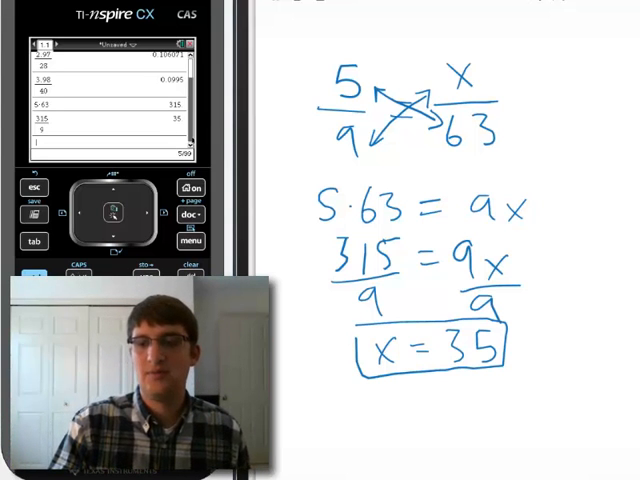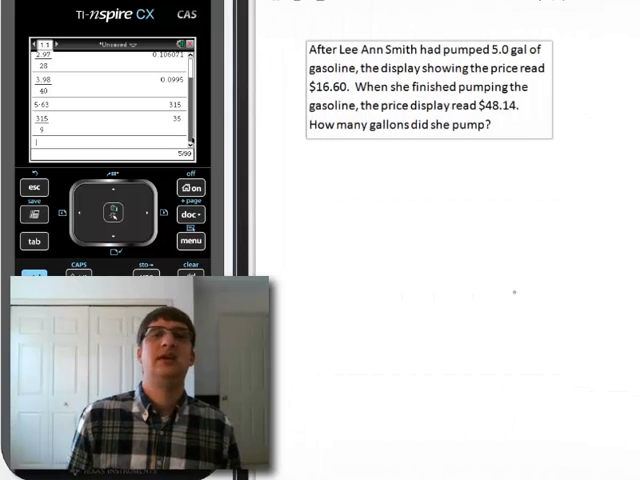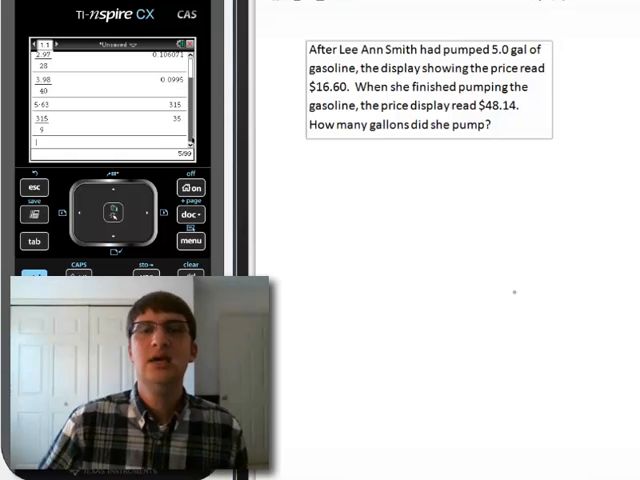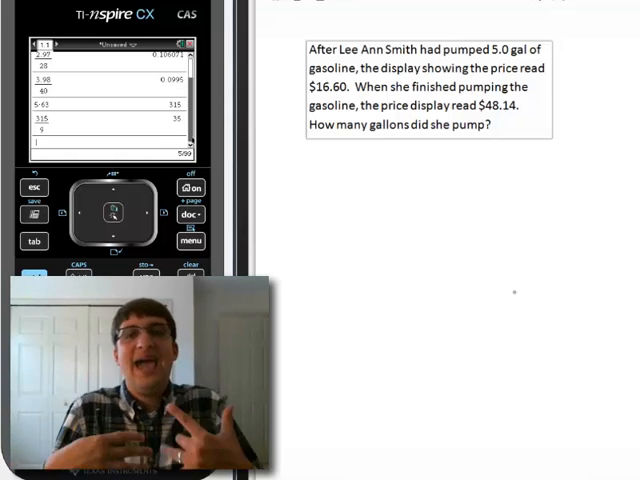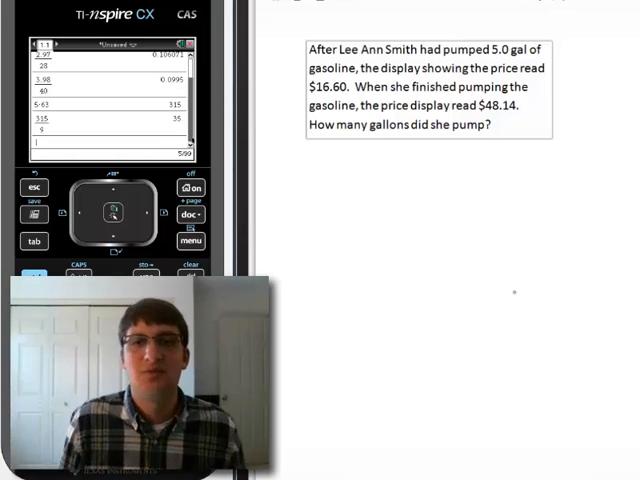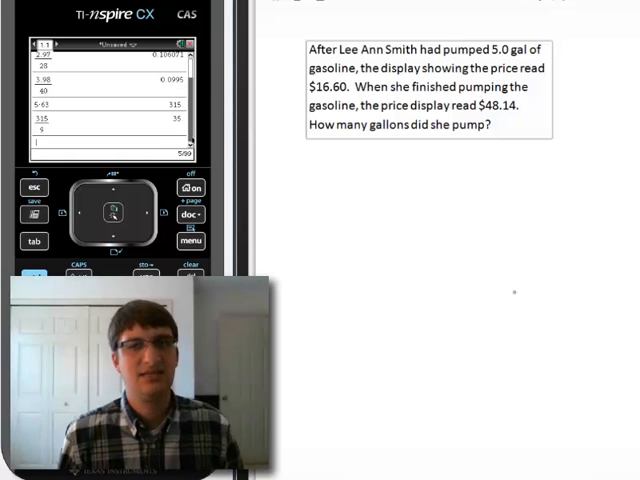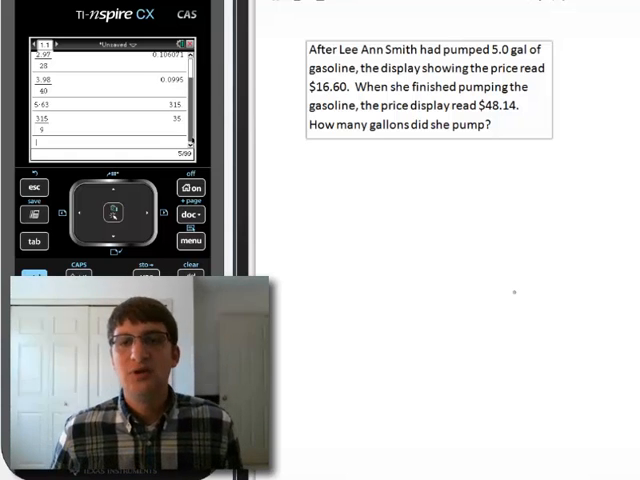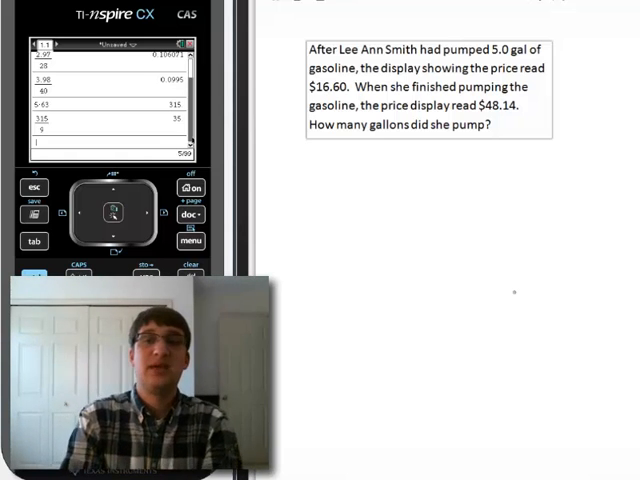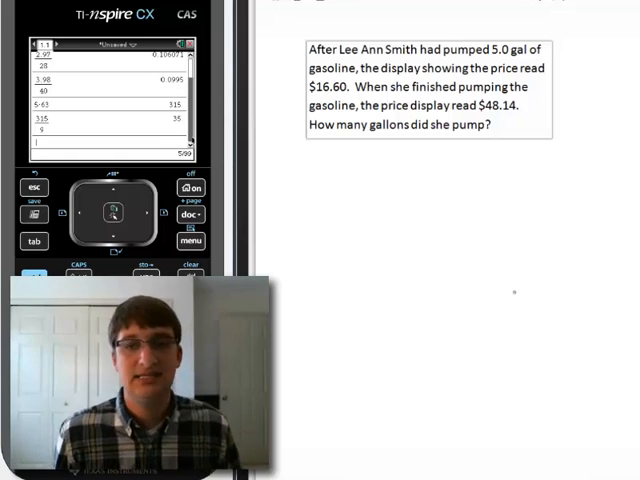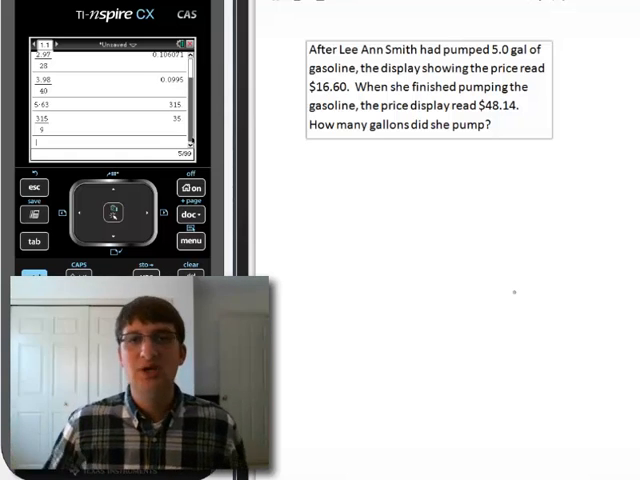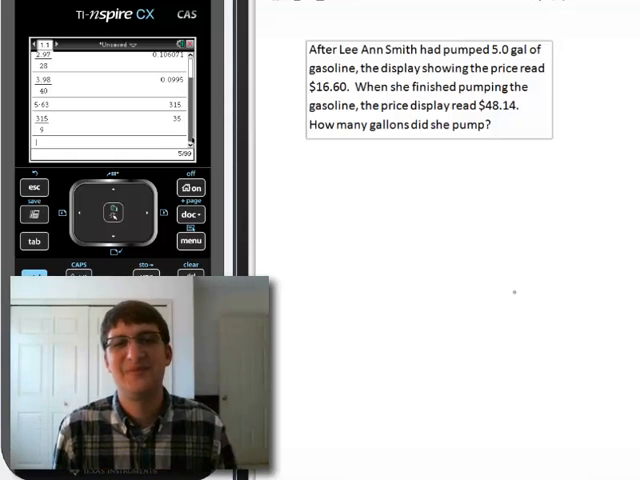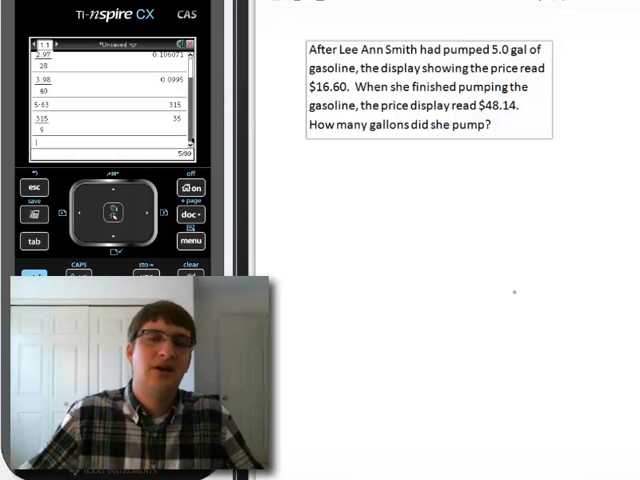Let's look at one more example. This time we're going to look at a word problem because this is where proportions really come in very handy. So here's the problem. After Leanne Smith, the best name in the world, had pumped 5 gallons of gasoline, the display showed the price read $16.60. When she finished pumping the gasoline, the price display read $48.14. How many gallons did she pump? Well, she should probably look on the display that says how many gallons she pumped. But she's making it hard on us, so let's figure it out.